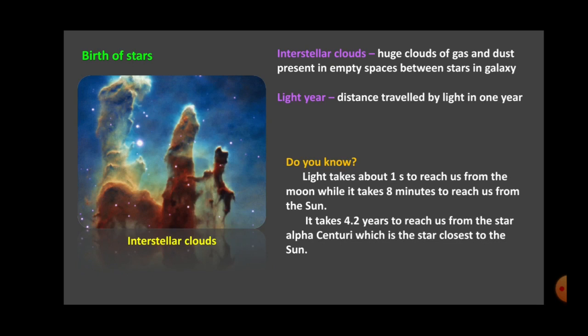Now, more than one star can also be produced due to the contraction of a large interstellar cloud. It is not necessary that only one star will be formed. The gigantic interstellar cloud can form n number of stars.